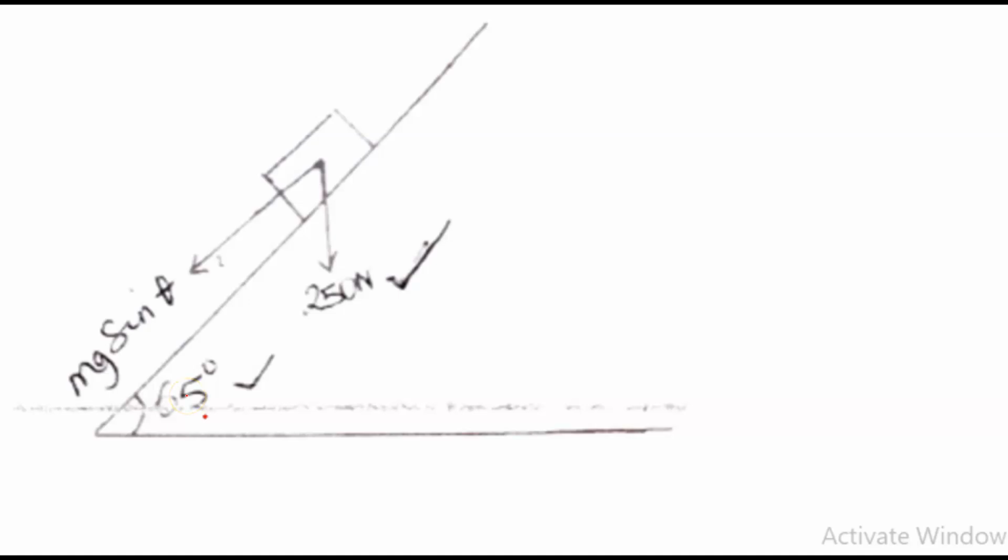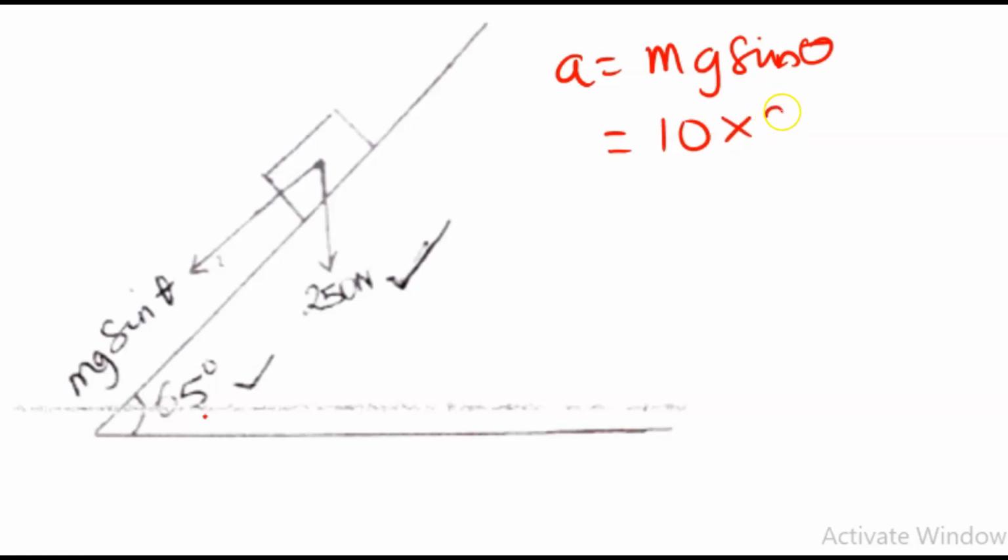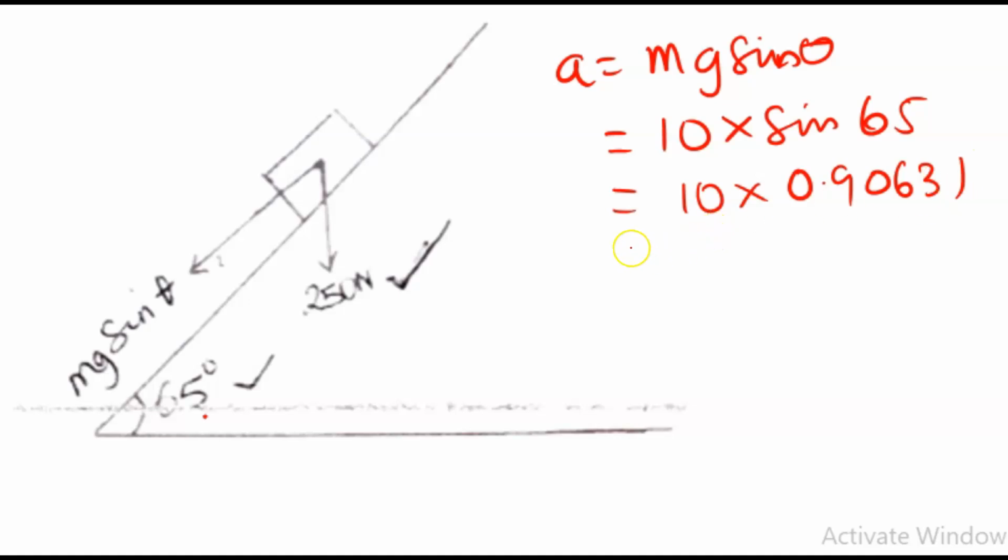Now to find the velocity, we need to find the acceleration, right? Okay, so resolving the forces to the block, we have acceleration being equal to g sine theta. Yes, so that will be 10 times sine 65. So we have 10 times sine 65, and sine 65 is 0.90631. So we have acceleration to be 9.0631 meters per second squared.